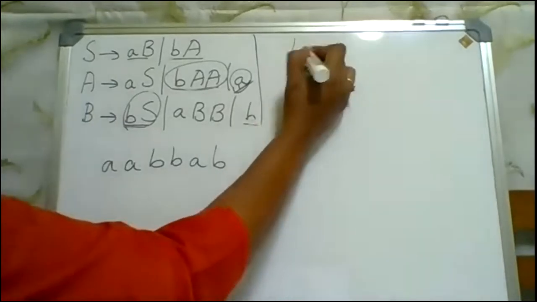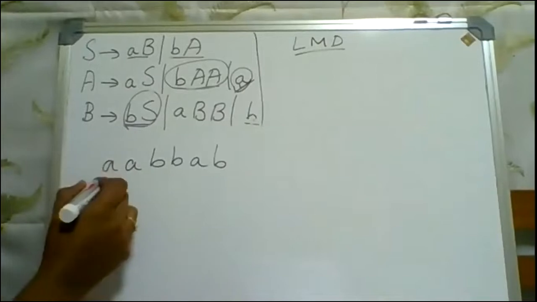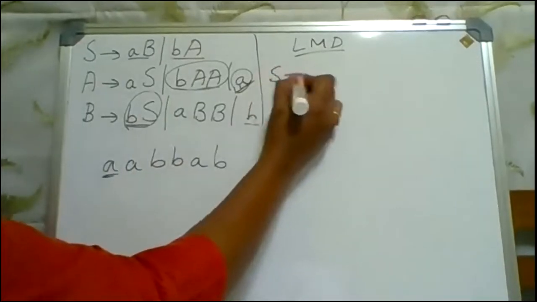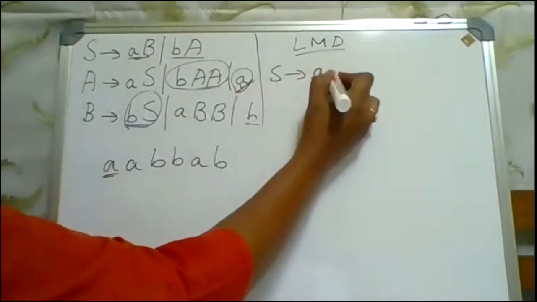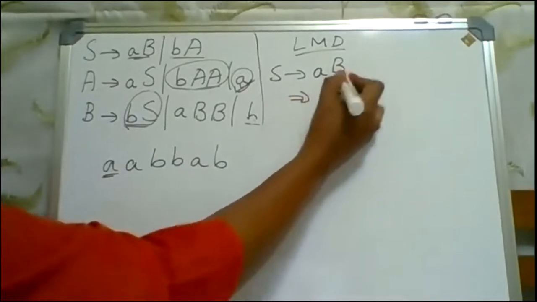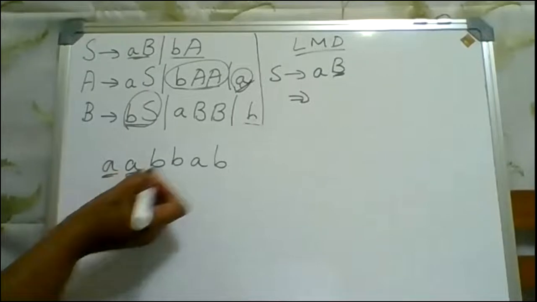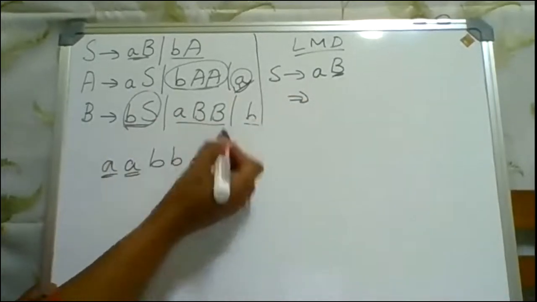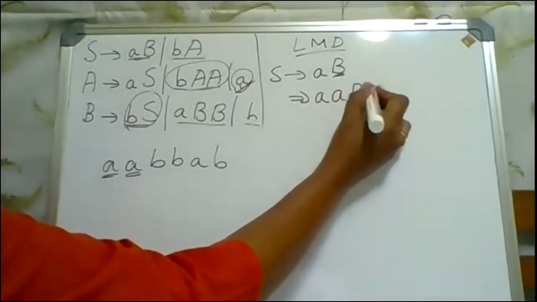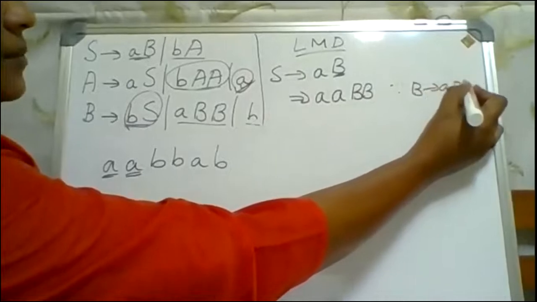So first, let us do using LMD. Here, our string is starting with A, so we have to choose the production S deriving AB. Next, B should be replaced with any of the variables. The next symbol is also A, so B should be replaced with ABB.